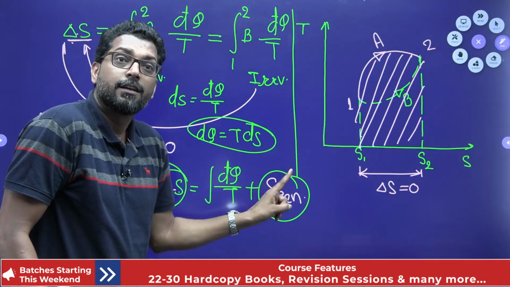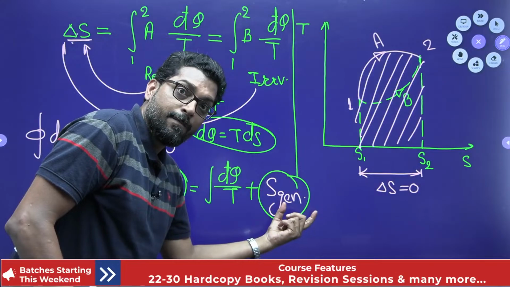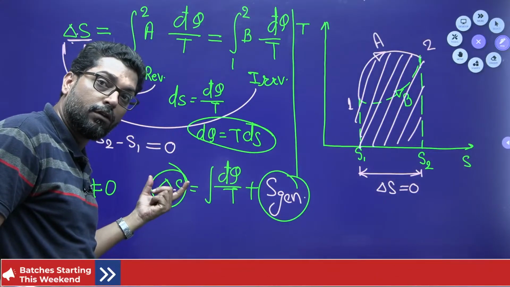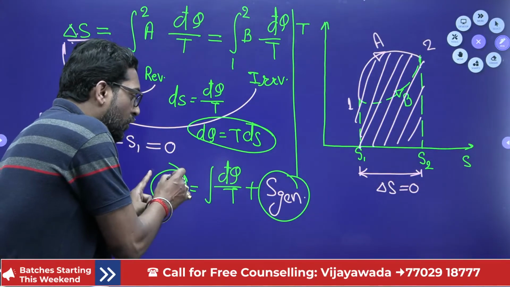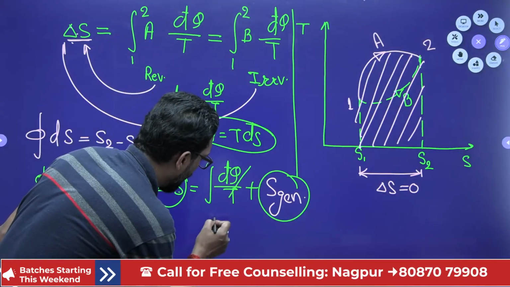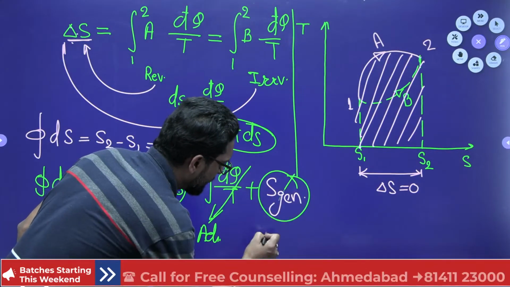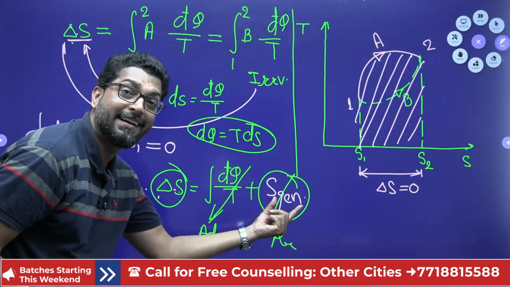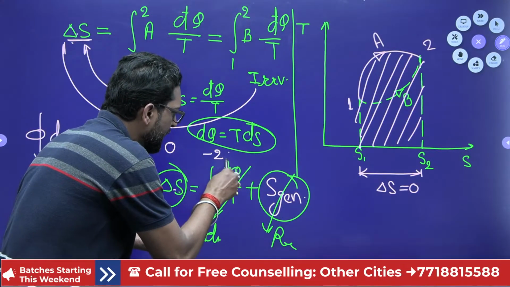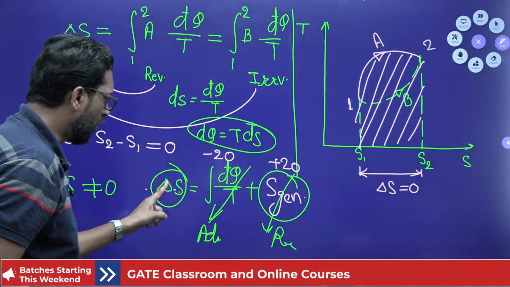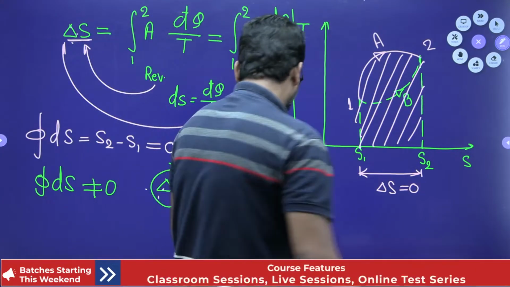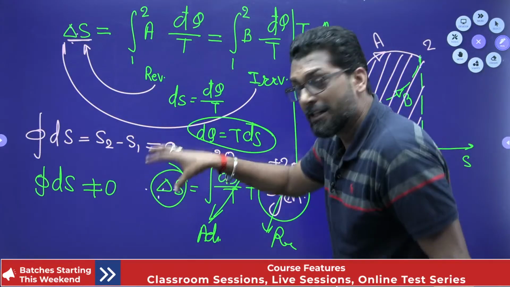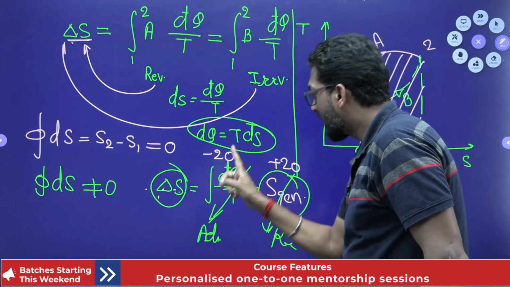Now, if the generation is there, and there is heat transfer also, the net may also be 0. So it may not be a reversible adiabatic, but one term is 0 for adiabatic, another is 0 for reversible. So a reversible adiabatic process must be isentropic, but an isentropic process need not be reversible and adiabatic. Why? Because let's suppose this is minus 20 and this is plus 20. So this is 0 ultimately, but this is not a reversible adiabatic process. This is an irreversible non-adiabatic process. So isentropic will be 0 in both manners: reversible adiabatic or irreversible non-adiabatic.